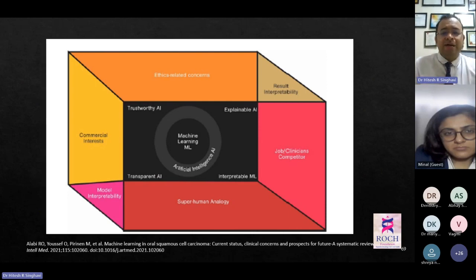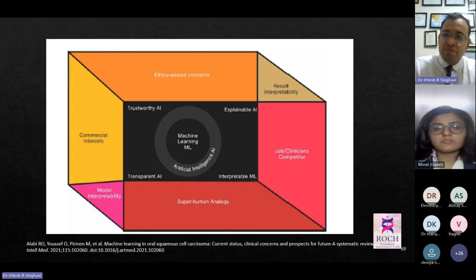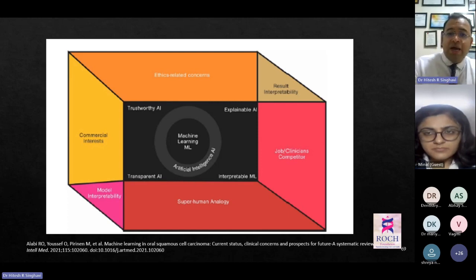So this is a beautiful diagram which one of the articles has included, where what we want is a central black box where the AI can be trustworthy, AI should be explainable, it should be interpretable, and should be transparent. And the other boxes which you see are concerns which we need to address.